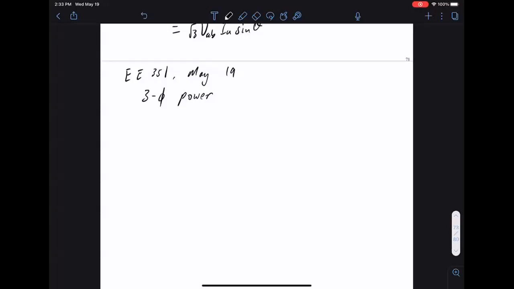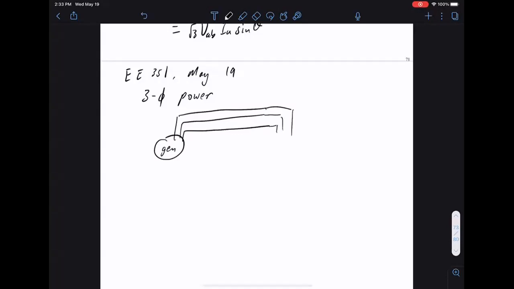Let's keep going. Last time we covered three-phase power flow, right? To remind ourselves, almost all transmission systems look something like this. You have a generator with three lines coming out of it, and then all this goes into a load. So this is the three-phase power flow.